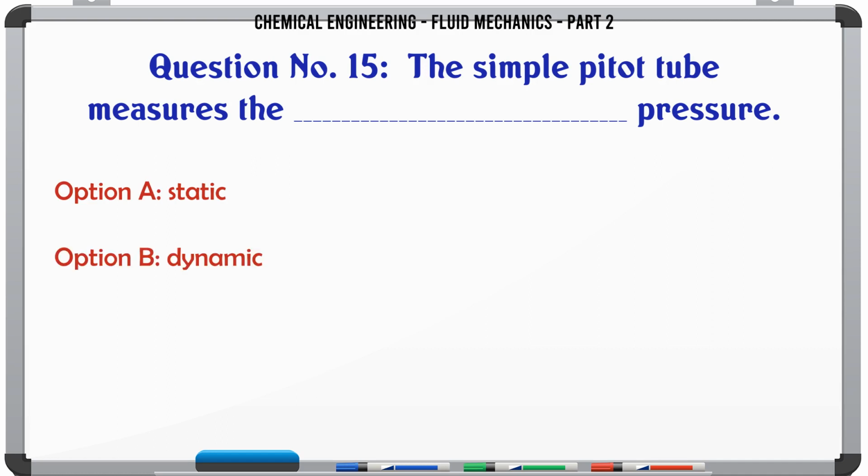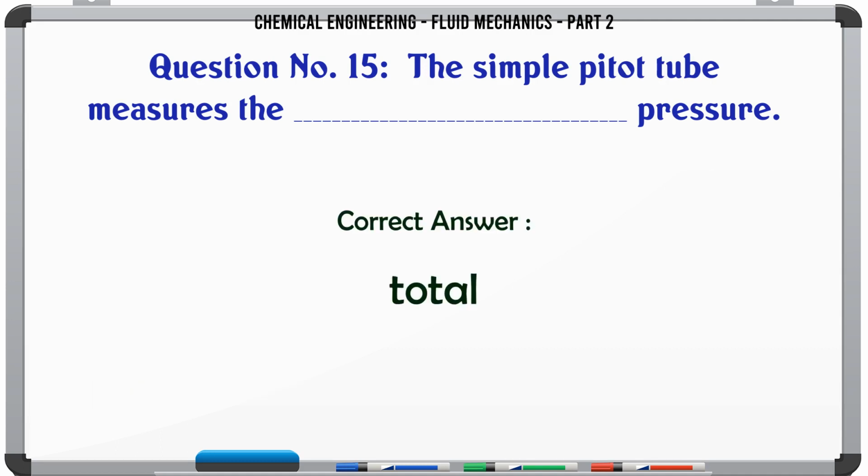The simple pitot tube measures the pressure. A. Static. B. Dynamic. C. Total. D. None of these. The correct answer is total.